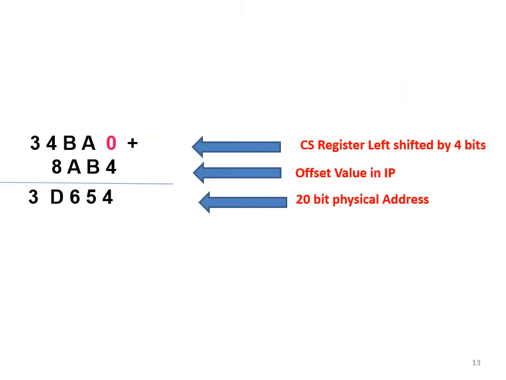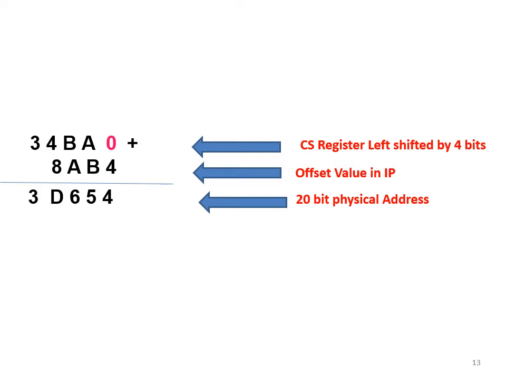This is an example. Suppose you had your CS register filled with 34BA. That was the code segment register value. And you need to move to a particular instruction which is defined by an offset address of 8AB4. So in order to move to that exact location of that particular instruction, first you need to left shift your code segment register value by 4 bits to the left. So here you have left shifted it by 4 bits.